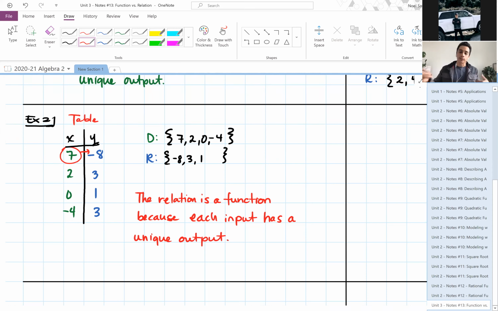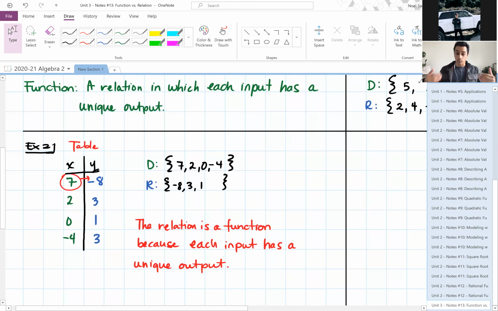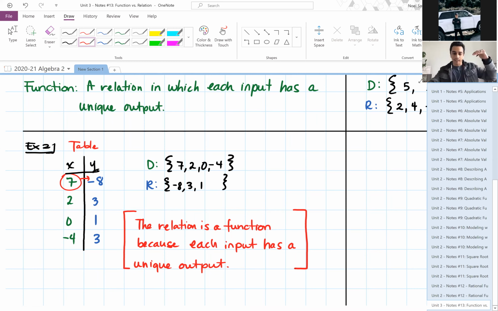So saying that there's no duplicates does not satisfy the definition. I'm trying to use the definition of a function to give you the reason why. So I need this specific answer. When you answer whether this is a relation or a function, I need you to use this wording. Don't try to give me a simplified version. This is what I need to see: that the relation is a function because each input has a unique output. 7 only gives me -8. It is unique in that sense that it only gives me that one number out.